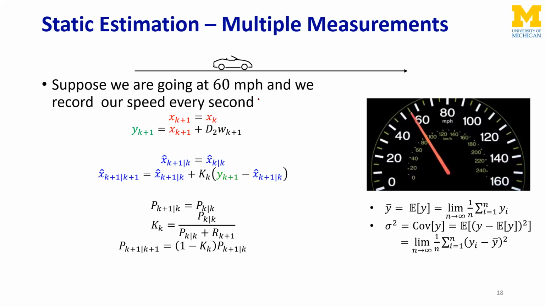So we're considering the same example. We're going at 60 miles an hour and we record our speed every second. So we have one speed sensor producing measurements.